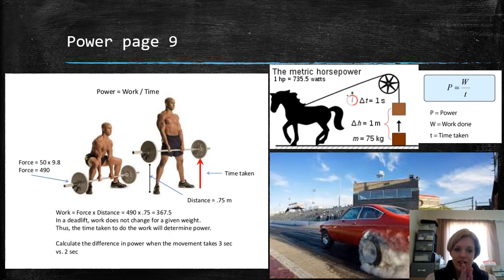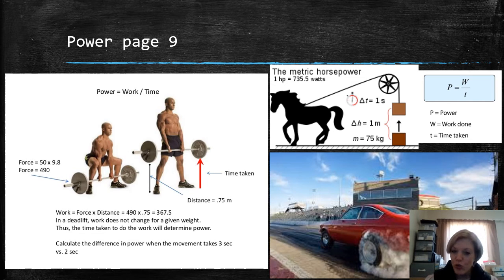Nonetheless, let's look at the example of this bodybuilder lifting weights here in the slide. It's asking here, in this deadlift, work does not change for a given weight. Thus, the time taken to do the work will determine the power. So remember, whenever there's time involved, that's got to do with power. This particular problem wants you guys to calculate the difference in power when the movement takes 3 seconds versus 2 seconds. How much power is involved?